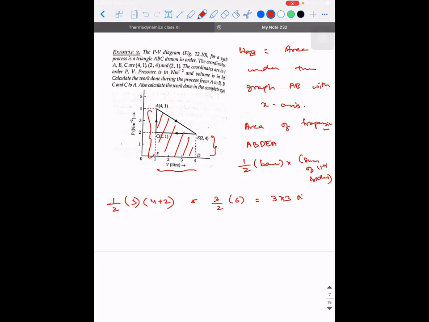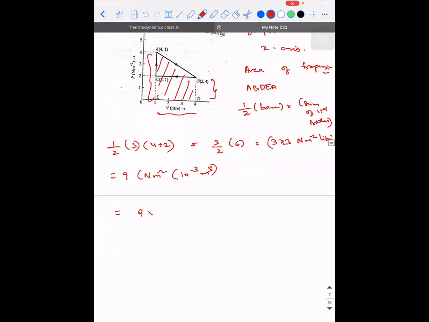Here if you observe, it is Newton per meter square into liter. So 3 into 3 is 9 Newton per meter square, sorry, into liter, which is 10 power minus 3 meter cube. So how much will you get? 9 into 10 power minus 3 joule. Is that clear? Yes, sir.